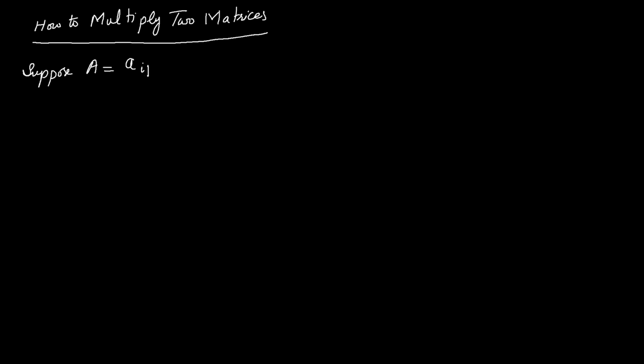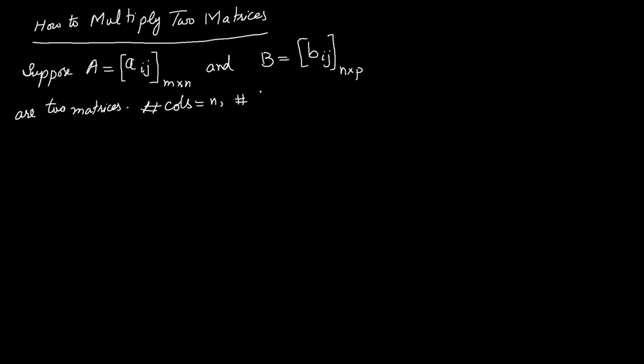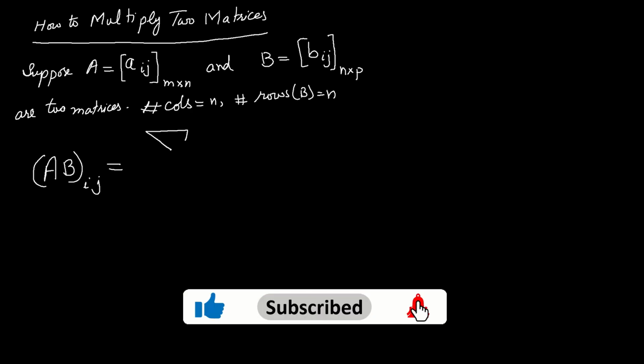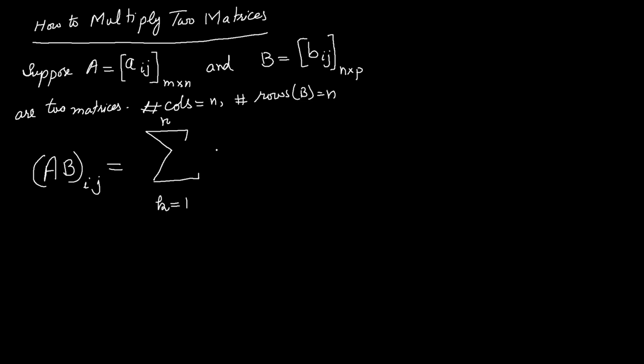So again, how exactly can we perform matrix multiplication? Again, suppose matrix A has m rows and n columns and matrix B has n rows and p columns. The number of columns of A is n and the number of rows of B is also n. So we can perform the matrix multiplication AB, A on the left side. Let us denote the element at row i and column j of the multiplication matrix as AB subscript ij. This single element is calculated using this summation.